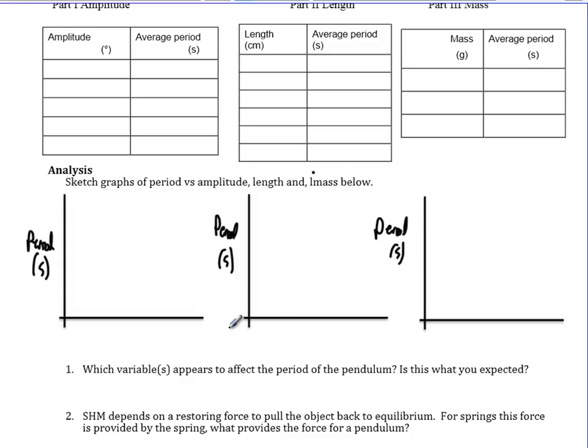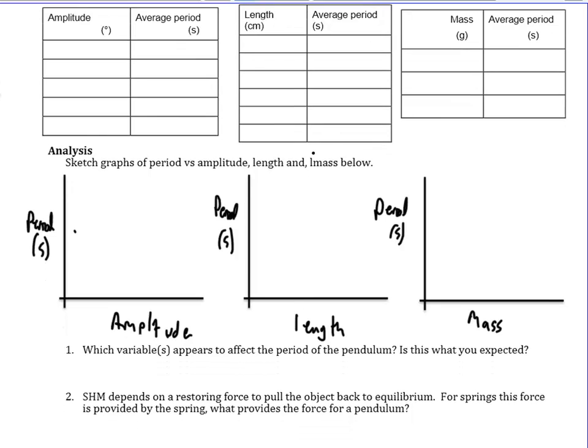period in seconds, and then down here is amplitude, or length, or mass. Okay, and then it's just a sketch. So I don't know, I had a lot of these that were between 1 and 2 seconds, whatever. It doesn't have to be perfect. I just want you to have trend lines there so you can see what's happening.